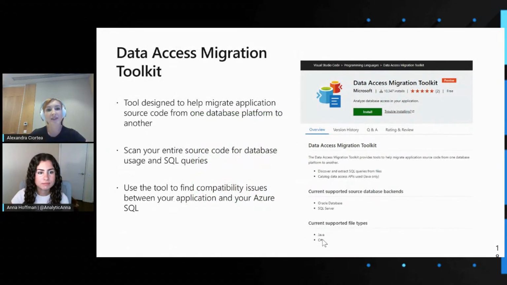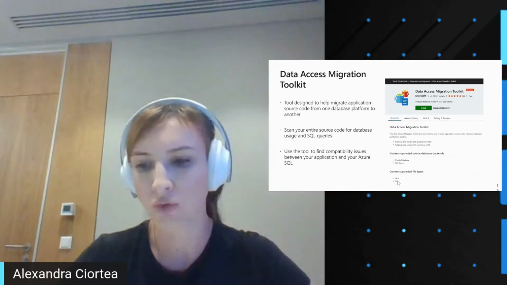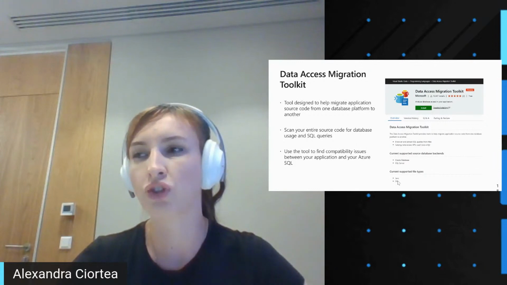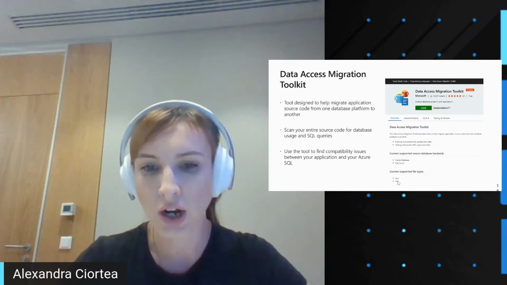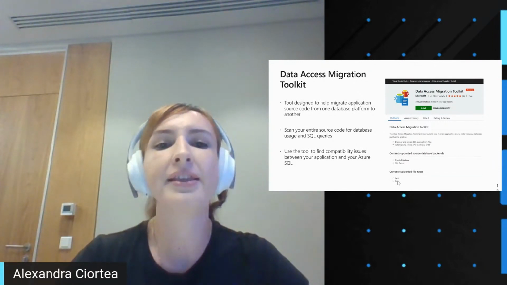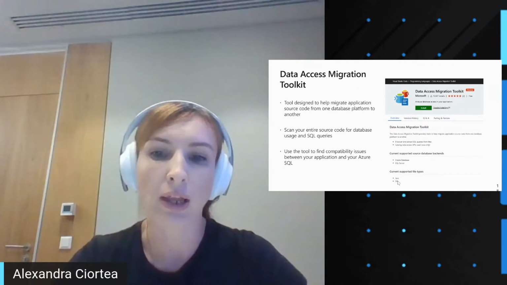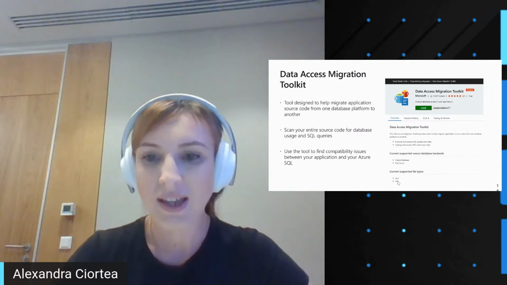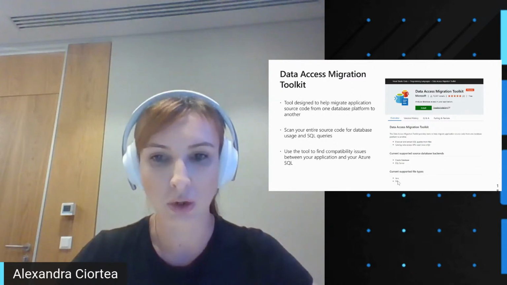And the second part is the tool itself. We have an extension, a Visual Studio Code extension, which we call Data Access Migration Toolkit, that can be used to assess your application. So what does the tool do? It goes through different supported file types. You can go from XML, Java, C#, you can do SQL files, and it can assess, try to discover and extract what we consider SQL queries.